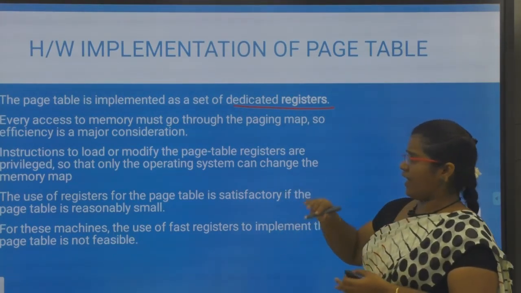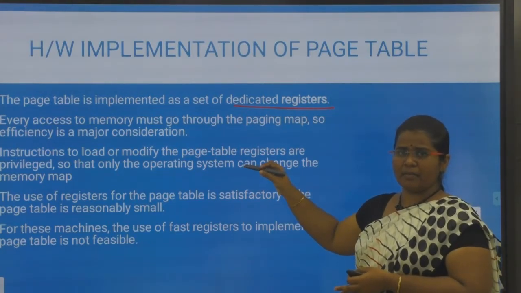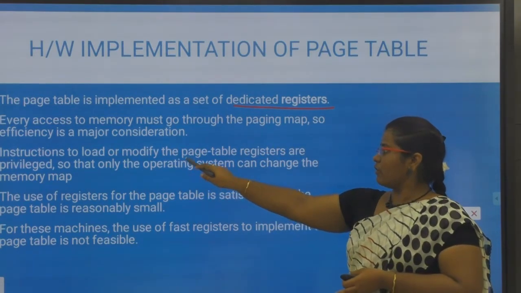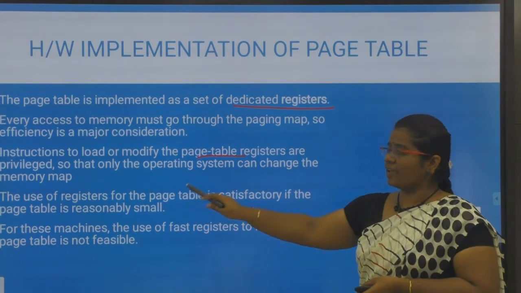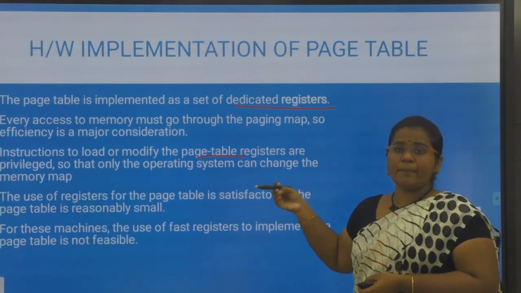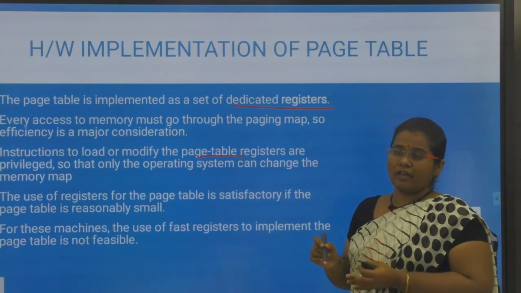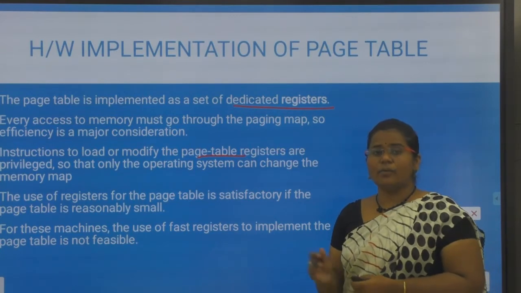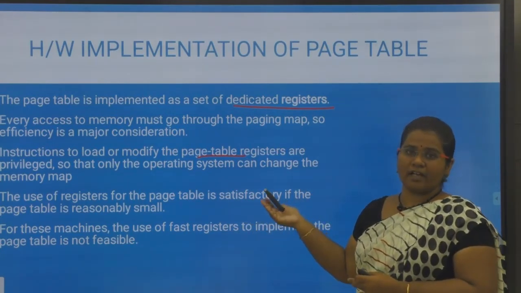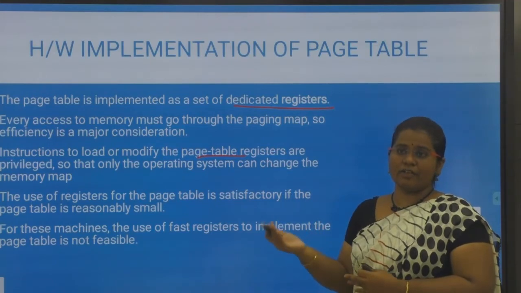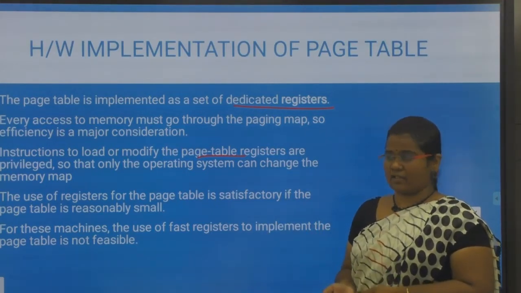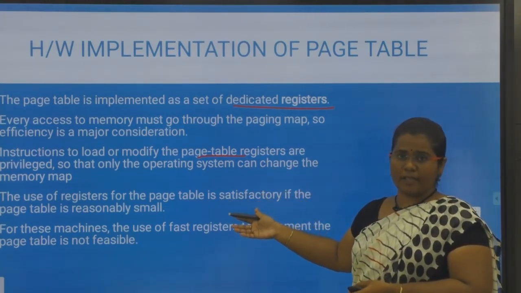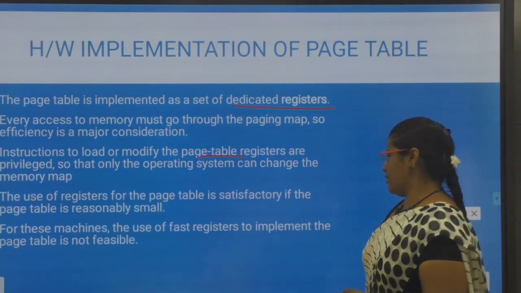Every access to your main memory must be done through this page table. Instructions to load or modify the page table registers are privileged, in the sense that they are high-priority instructions. The access to your page table should be done very fast. If you take more time to access the page table, your process execution will take more time. So to reduce that, you will store your page table in the CPU registers.